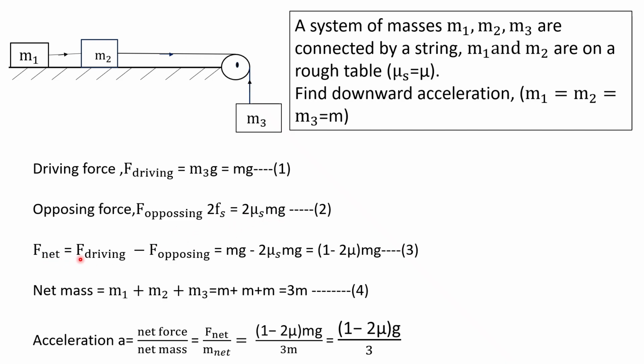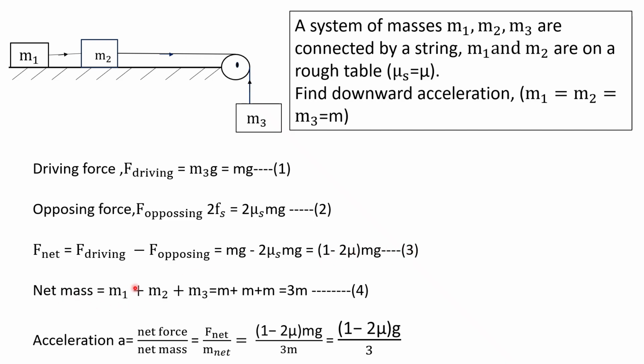Now net force is equal to F driving minus F opposing. F driving is mg and F opposing is 2 mu s mg. On taking mg outside, we get net force is equal to 1 minus 2 mu into mg. The value of mu s is given as mu. So substitute mu here. So this is the net force.